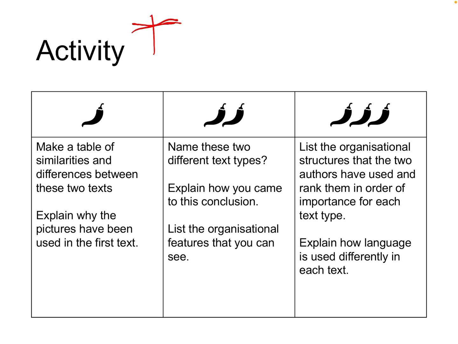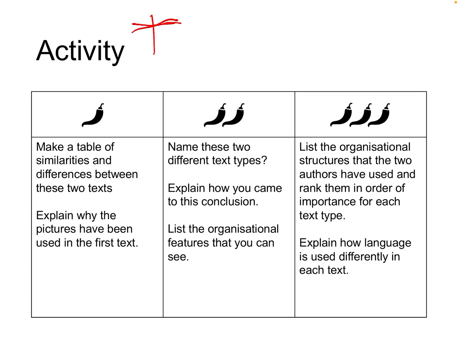Number 2, name these two different types of texts. So what is the name of the texts? What is the text type? And explain why you think that. So what this is testing is, do you know your different text types, and do you know what it takes? So I think this is a narrative because it has these features. I think it's a non-chronological report because it has these features. I think it's a diary because it has these features. I think it's instructions because it has these features.